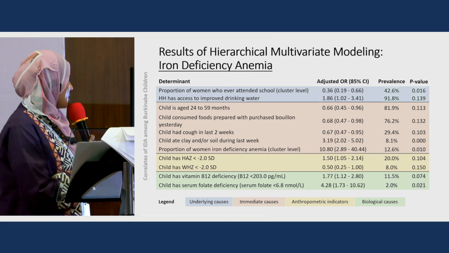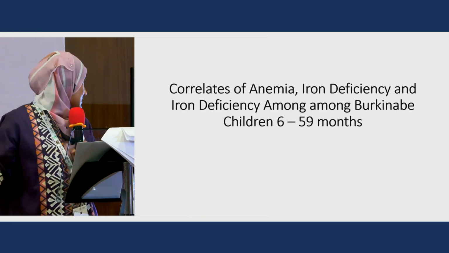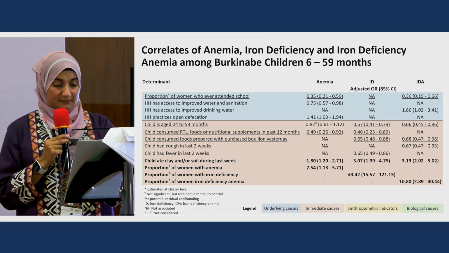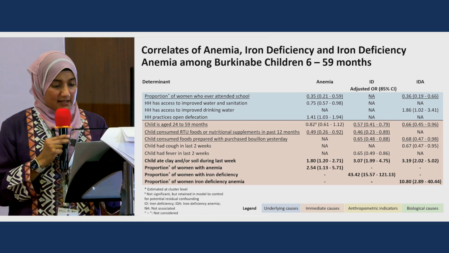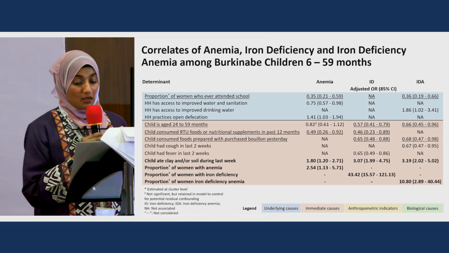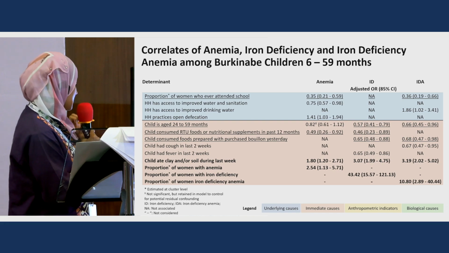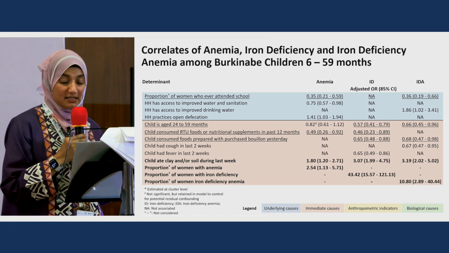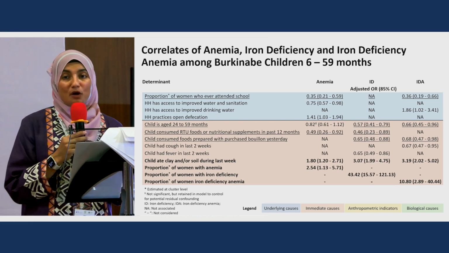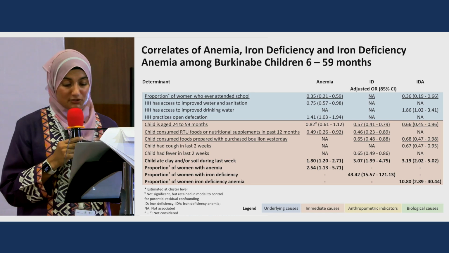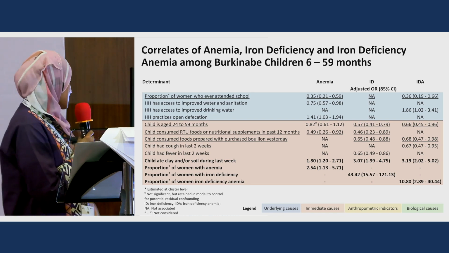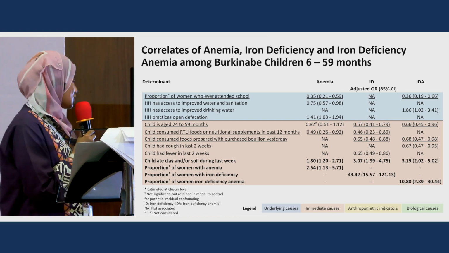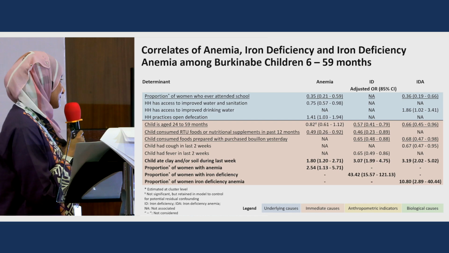So when we put all these models on one slide to see what are the common factors across these 3 outcomes, you will see that the determinants or correlates that are common across all 3 outcomes are highlighted in bold, while those that were common for 2 outcomes are underlined. So the first one that was common across all 3 outcomes is pica, or consuming clay or soil during the last week.